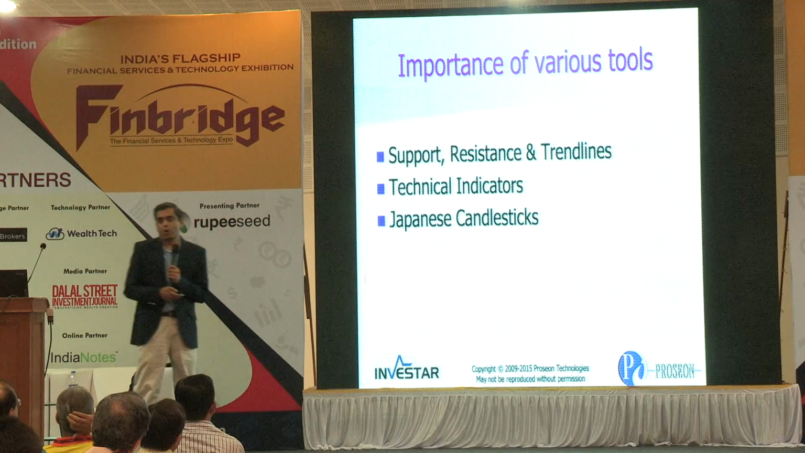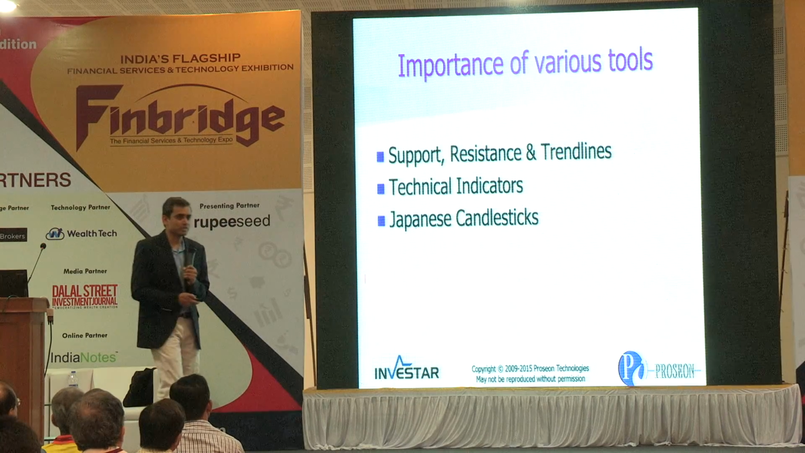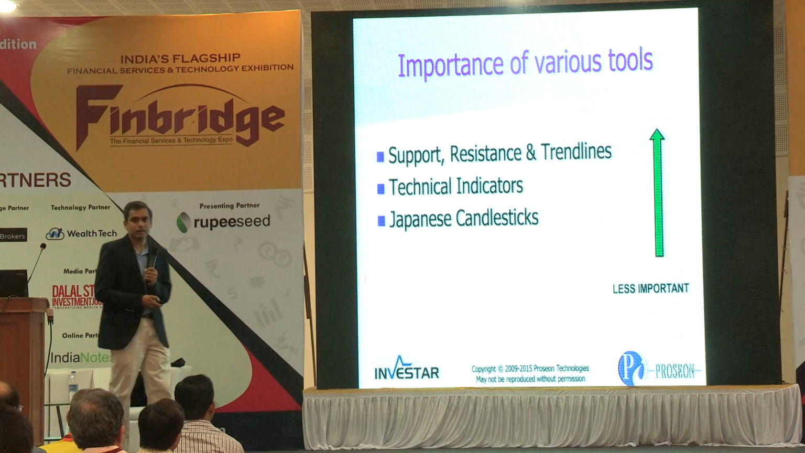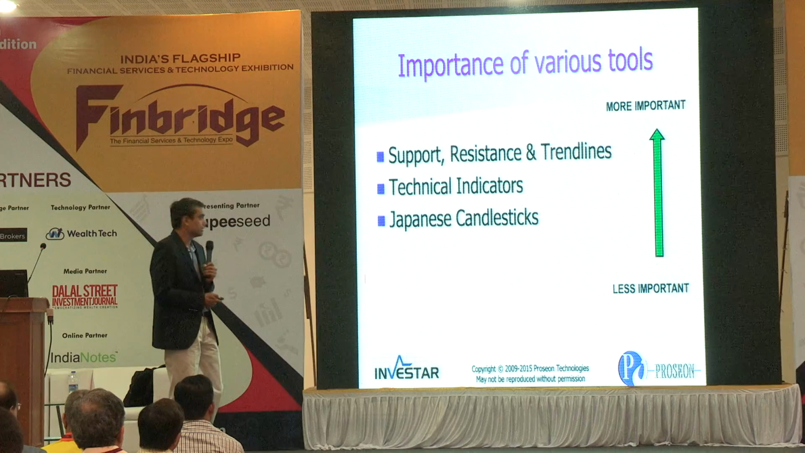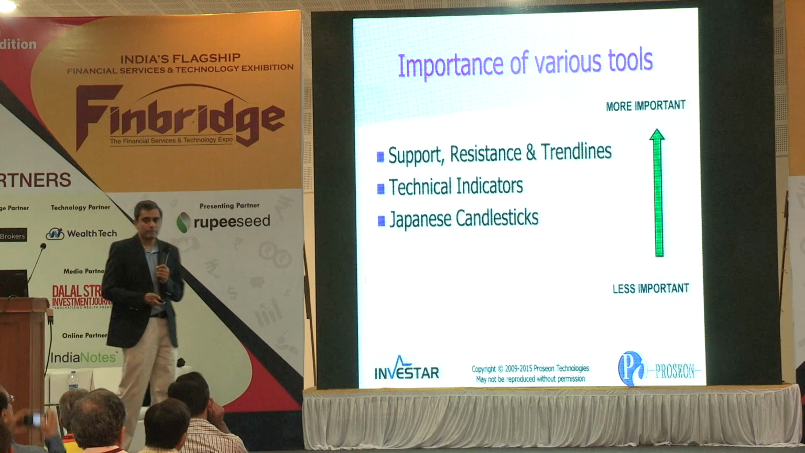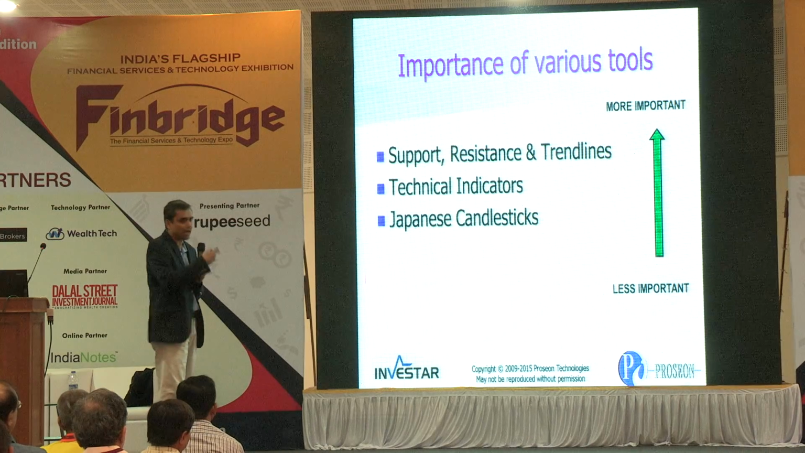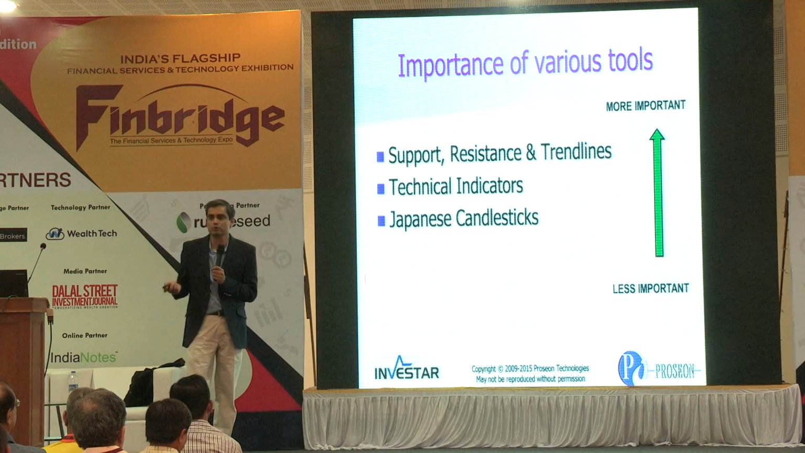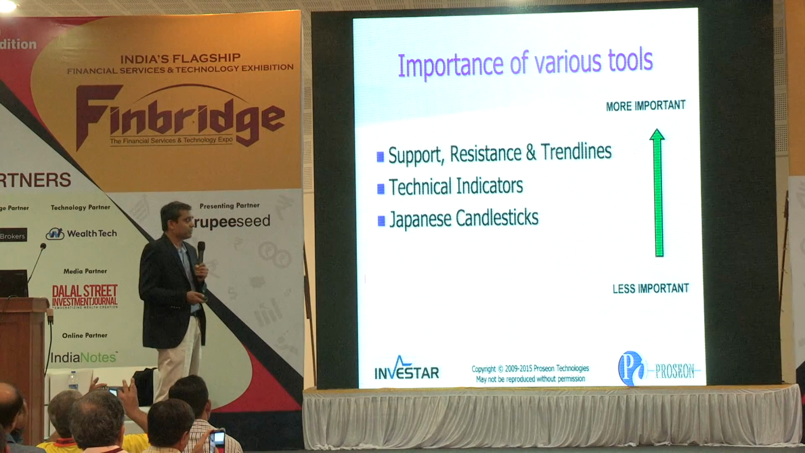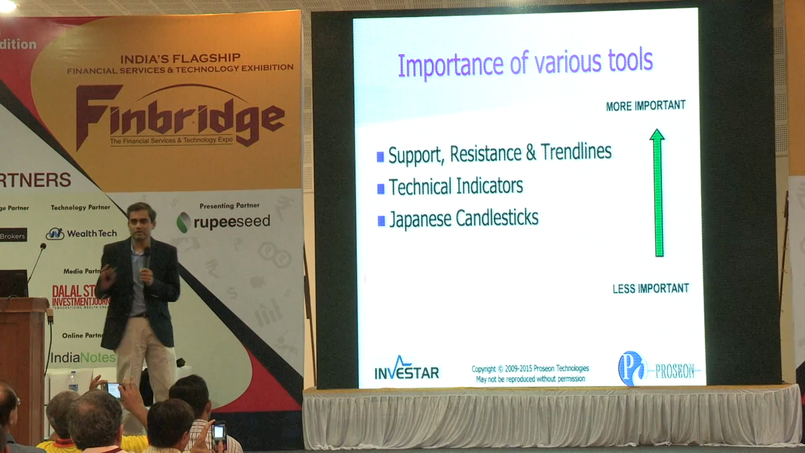Now, in terms of the importance scale, usually most technical analysts will agree that support resistance and trend lines are on the higher end of the scale compared to, say, technical indicators and Japanese candlesticks. Of course, it's a general sort of rating. Classical patterns come even higher than that. Classical patterns are like head and shoulder patterns, double bottom, double top, triple bottom, that kind of thing. But usually they are composed of support, resistance, and trend lines.